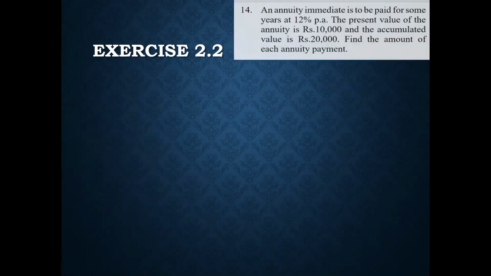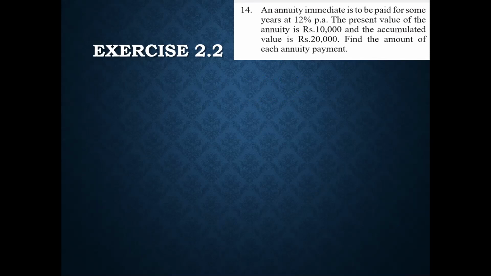Okay. Now class, sums number 11, 12 and 13 are not related to annuity immediate, so we are not covering them today. So directly I have taken sum number 14, because we are first completing all the sums related to annuity immediate. We'll cover 11, 12 and 13 in the next session when we start with annuity due. An annuity immediate is to be paid for some years at 12% per annum. The present value is 10,000 and the accumulated value is 20,000.